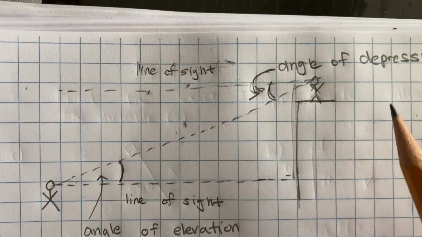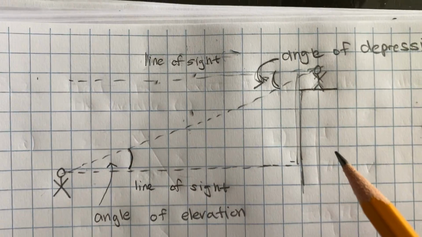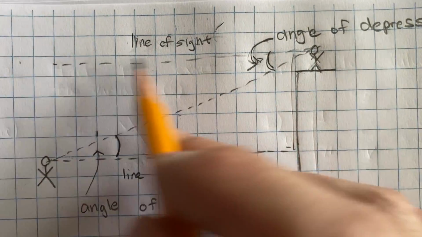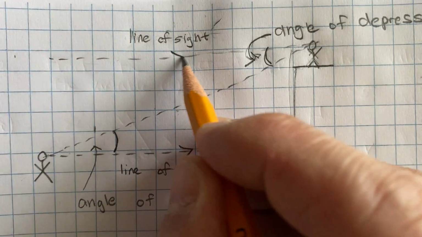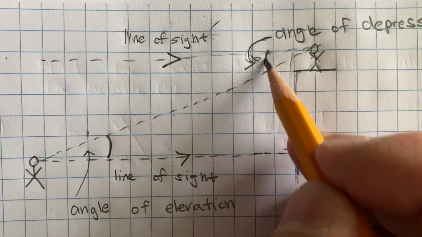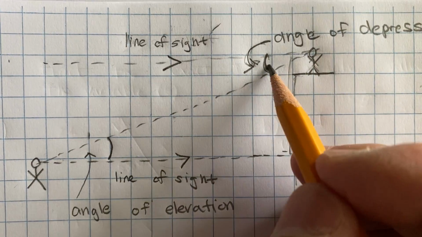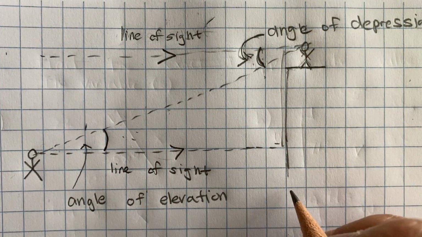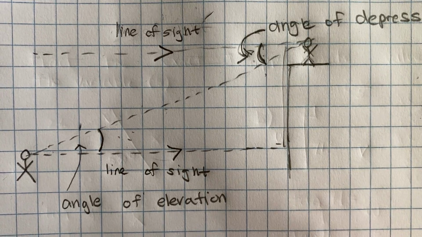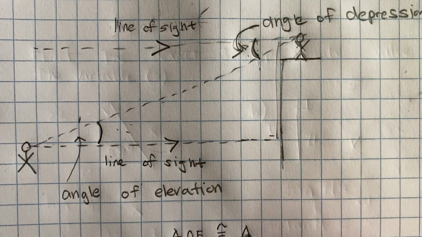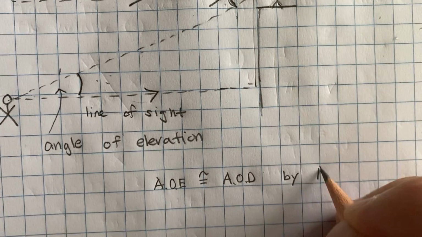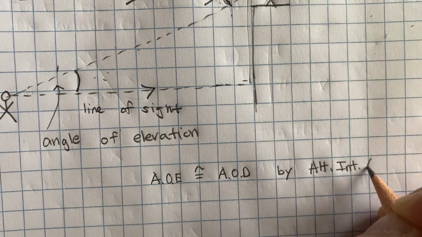Now, one thing you learn in Math 1 is that whenever you have two parallel lines, and because this is horizontal, these lines are actually parallel, and think of this as your transversal, what's true about the angle of elevation and angle of depression? These are alternate interior angles. So just to abbreviate, I'm going to say AOE is congruent to AOD. The angle of depression is equal, or congruent, to the angle of elevation by alternate interior angles.